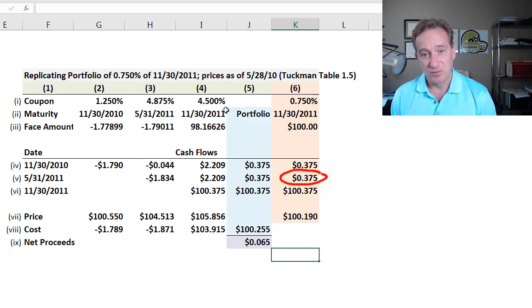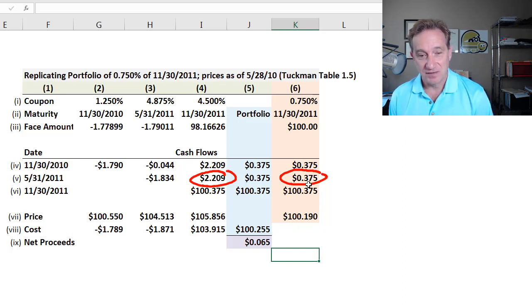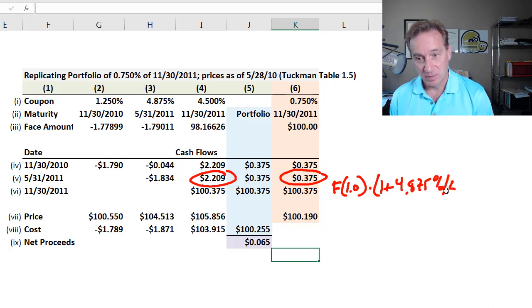But the difference this time is we already know how much of the 1.5 year bond we purchased, this face amount, and this face amount is going to produce about $2.21 of cash flow. We only need 37.5 cents. So the solution here needs to acknowledge this cash flow and says, okay, the face amount of the 1 year bond that I need now, multiplied by 1 plus the 4 7/8 coupon divided by 2.